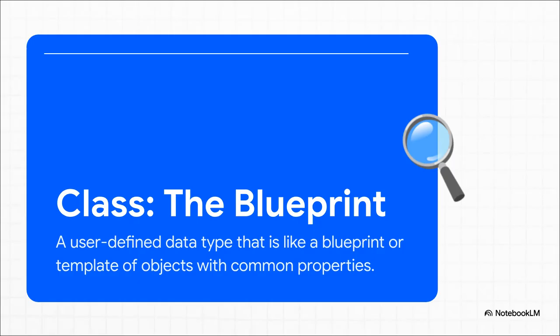So how do you actually make one of these objects? You start with something called a class. And honestly, the best way to think of a class is as a blueprint. If you're going to build a house, you need the plans first, right? The blueprint defines everything a house should have: rooms, a kitchen, a roof. But it's not the house itself, it's just the plan.